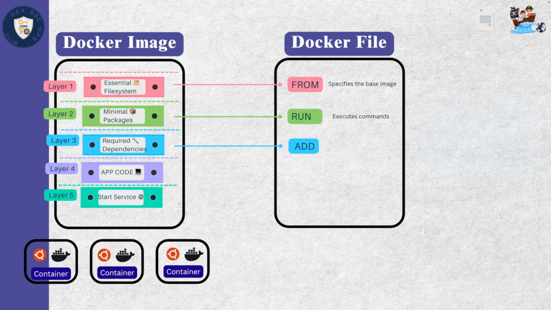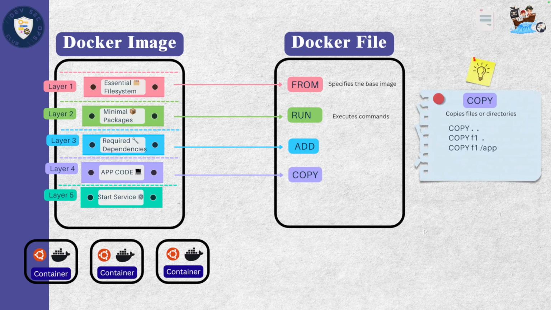Then next we have ADD, but let's first see another one, which is COPY, and then we will switch back to ADD. COPY is very simple. It copies files or directories from the host build context into the container file system. So wherever your Dockerfile is, and you are in some directory, if you want to copy a file from your laptop or local system into the container file system, you just use COPY.